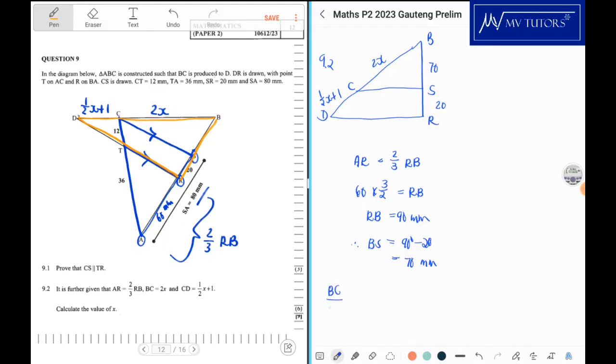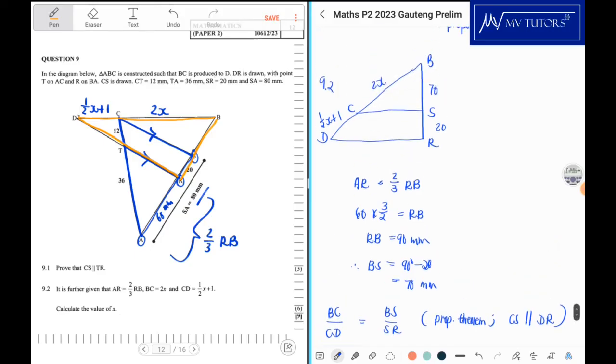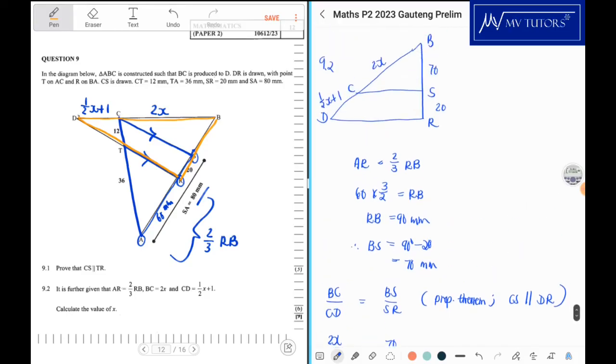BC over CD is equal to BS over SR. And it's basically the proportionality theorem. And we need to state which lines are actually parallel. CS parallel to DR. Alright, so what is BC? It is 2x. And CD is a half x plus 1. And then BS is 70. SR is 20.